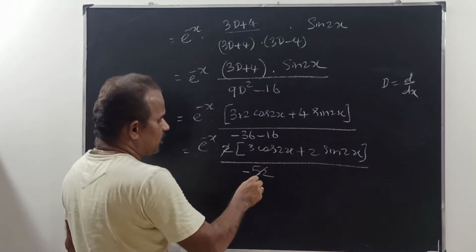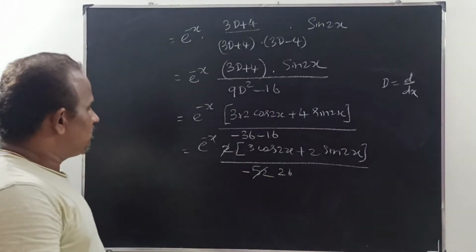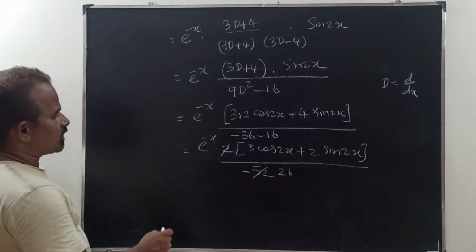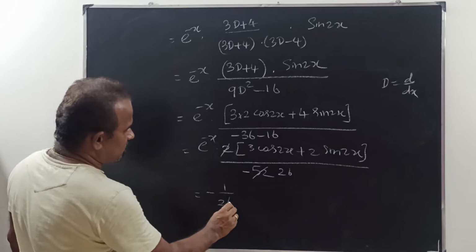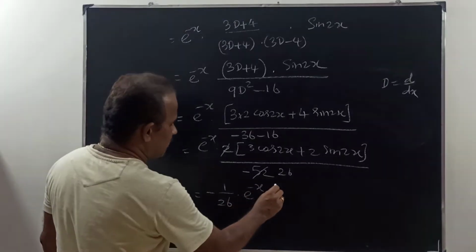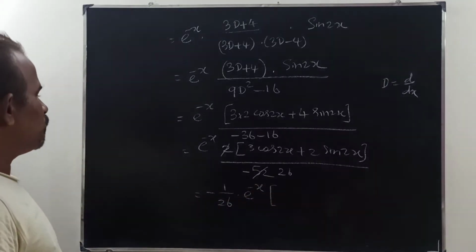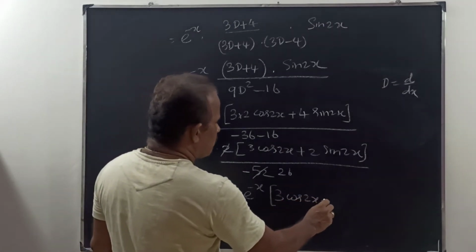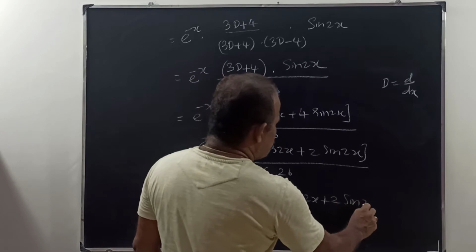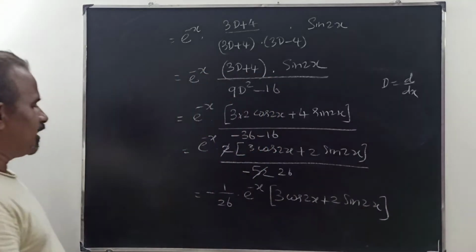So therefore this will become 2, this will become 26. So therefore minus 1 by 26 into e power minus x into 3 cos 2x plus 2 sin 2x. This is the particular integral.